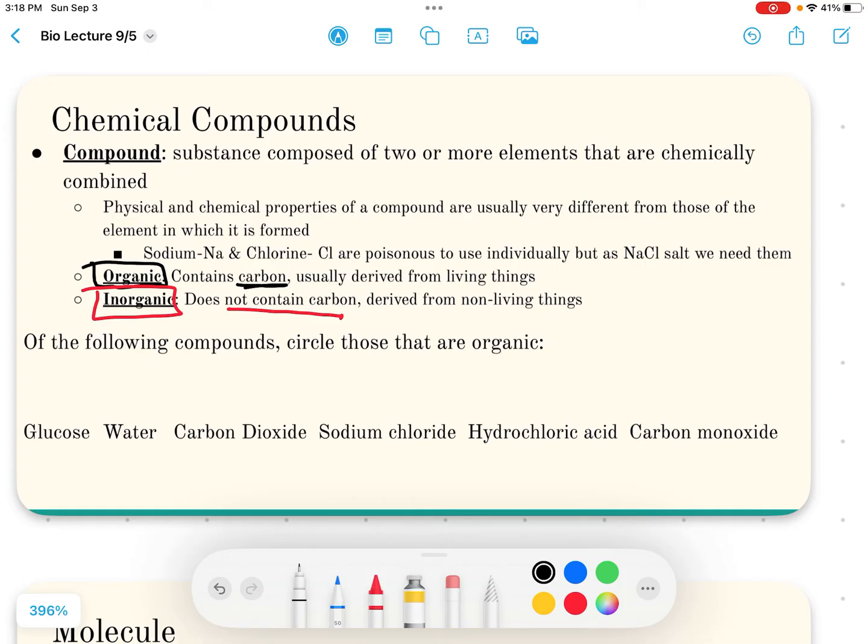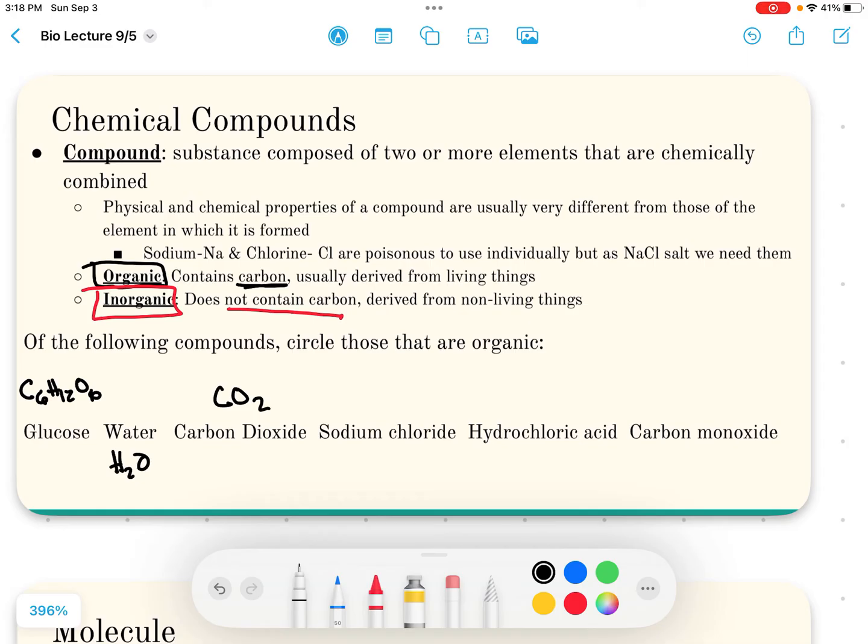So glucose, the chemical formula for that is C6H12O6. Water, we should know, is H2O. We have carbon dioxide, which is CO2. Again, the subscripts are telling you how many of each atom you have.